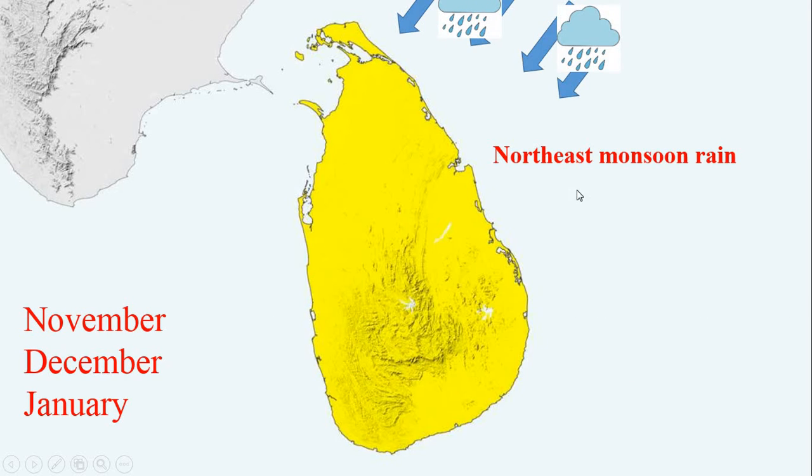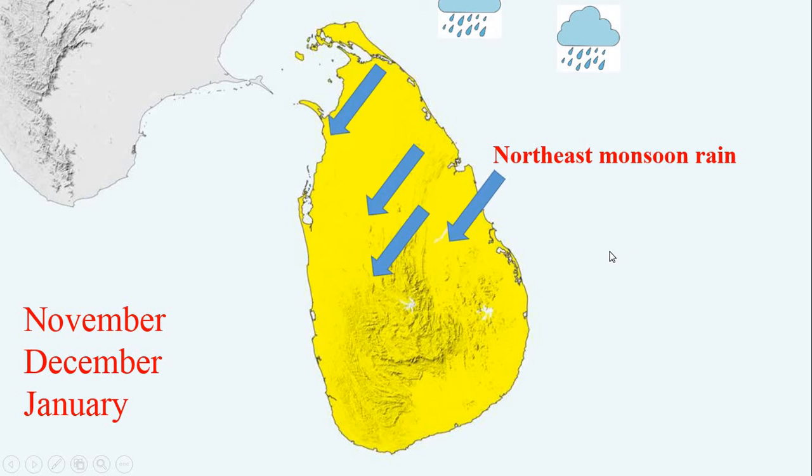And then northeast monsoon rain. Northeast monsoon rain covers the northern and eastern part of the country, and we receive northeast monsoon rain from November to January, or in November, December and January.